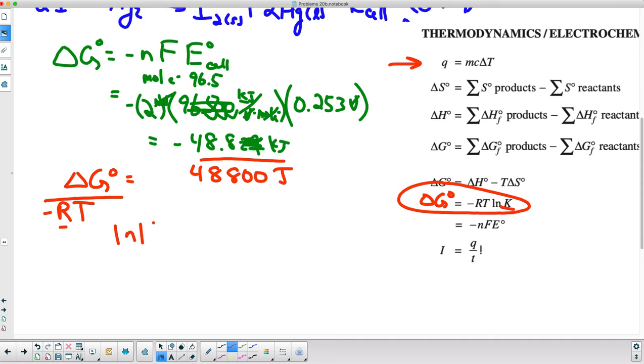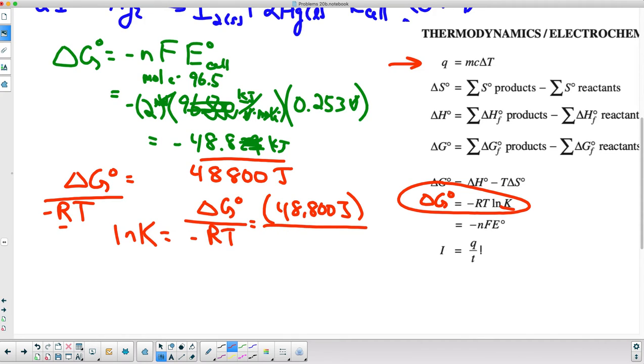So my natural log of K is going to equal the delta G. I'm going to rewrite the equation one more time. Delta G over minus RT like this, and if I plug in everything, then what I get is 48,800 joules on top, and then on the bottom I'm going to use my joules for the R value, which is 8.314, which is why I'm doing that. It's actually joules per mole Kelvin. So that's joules per mole dot Kelvin. And then the other part to this is the temperature. So the temperature is 298 Kelvin, like that.